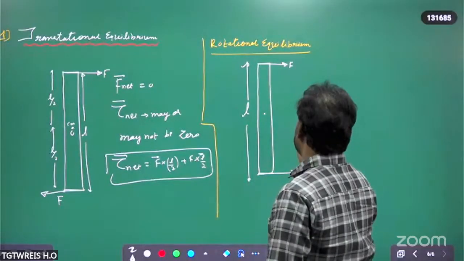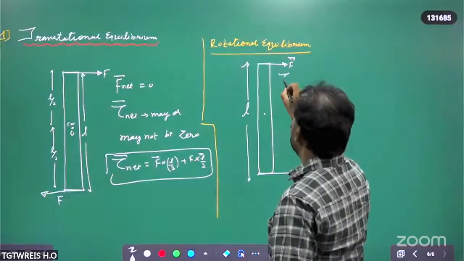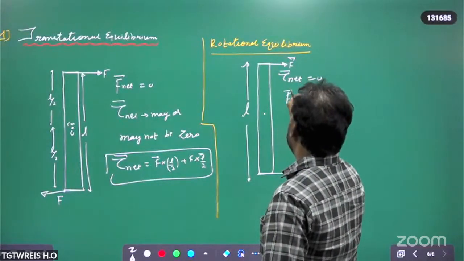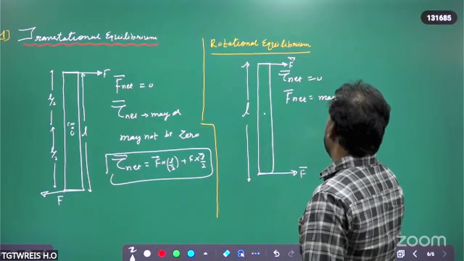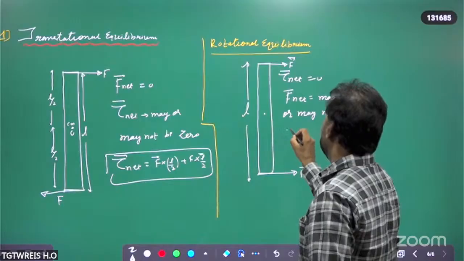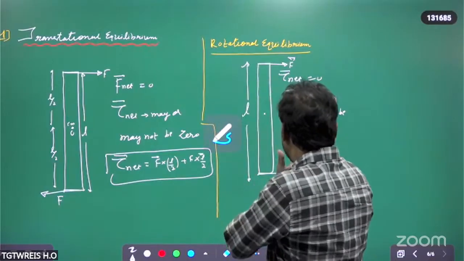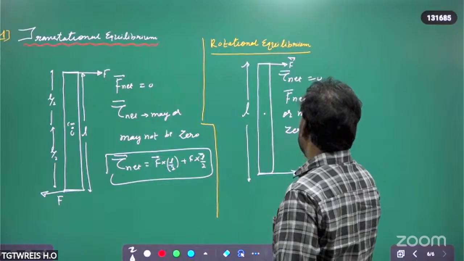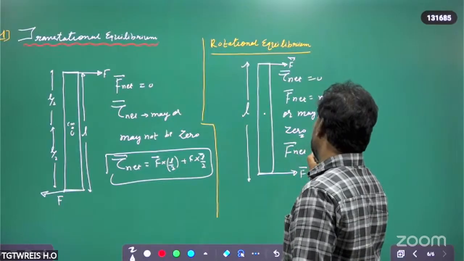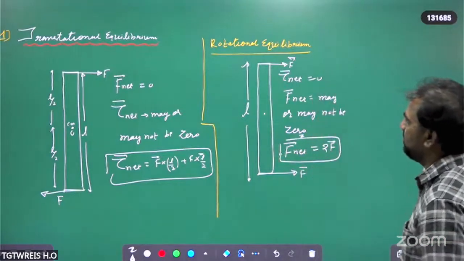In rotational equilibrium, tau net must be 0. Tau net is equal to 0. F net, the net force, may or may not be 0. The net force here becomes 2F. So F net is equal to 2F. Okay, so F net may or may not be 0.